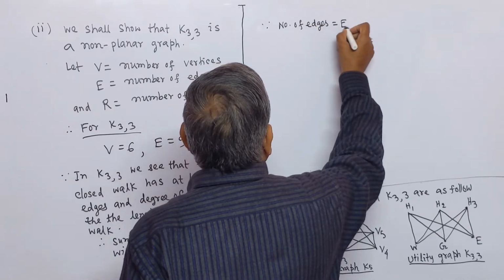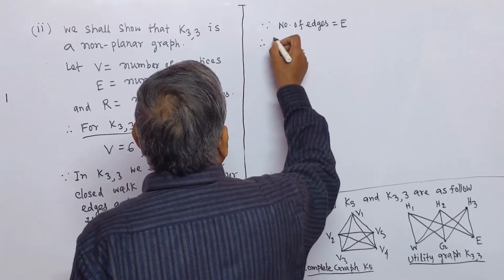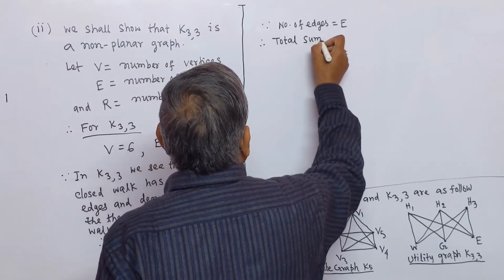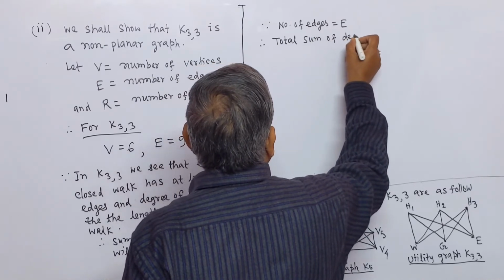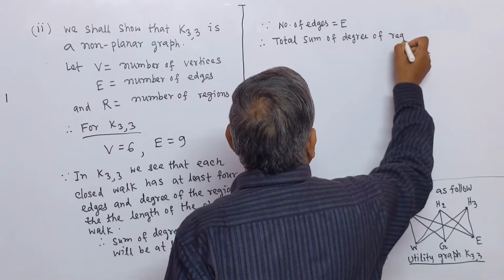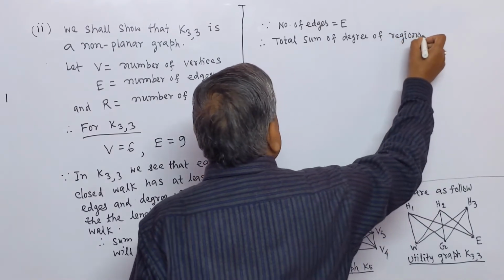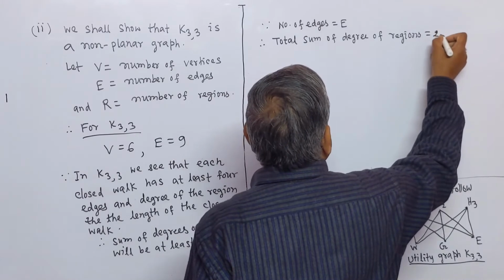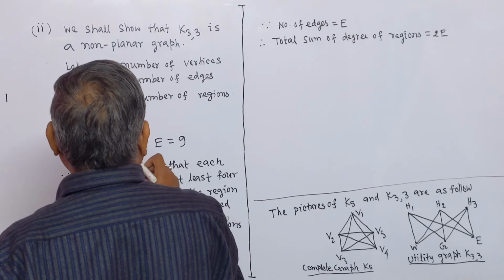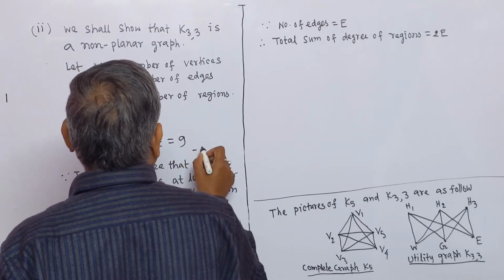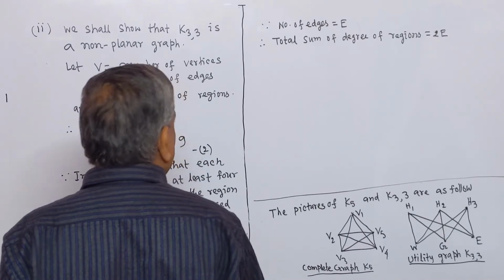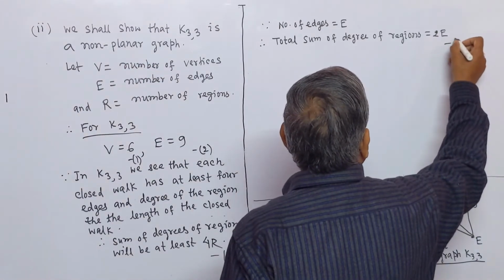Since number of edges is equal to E, therefore total sum of degree of regions is equal to 2E. Let this is number 1, this is number 2, this is number 3, and this is number 4.